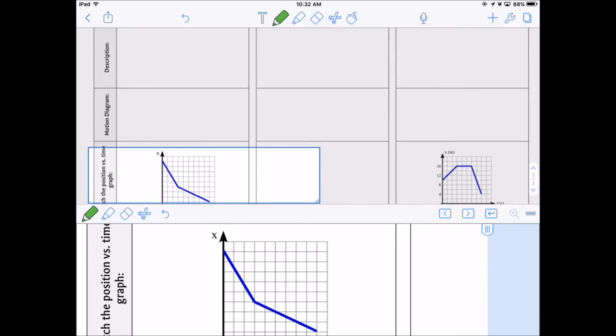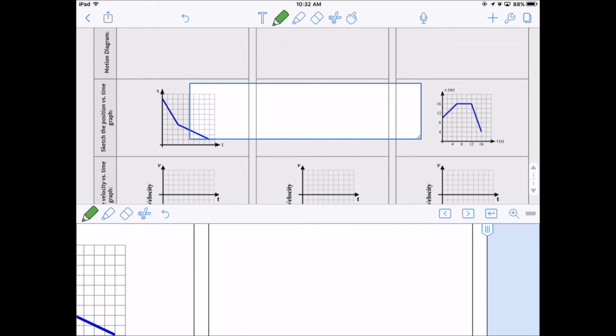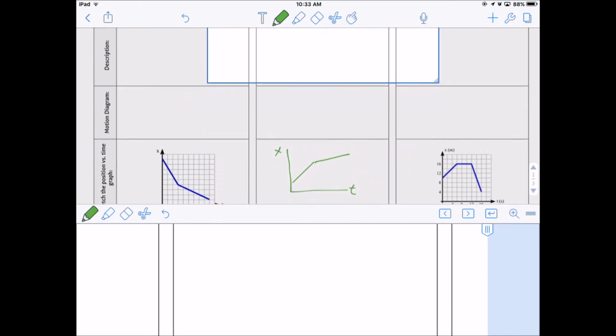Now there isn't one on problem 5 here, so we'll go ahead and make one up. Let's see here, an X versus T graph, and maybe our X versus T graph will look like this. Yeah, that looks good. Okay, so let's first write a description of this, and then we'll write a motion diagram.